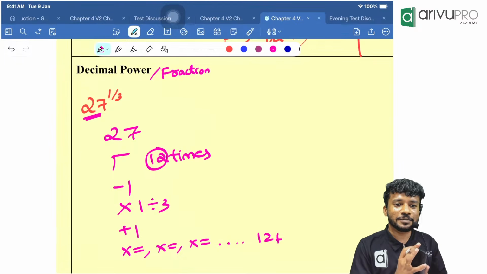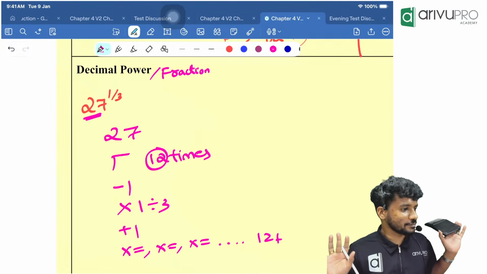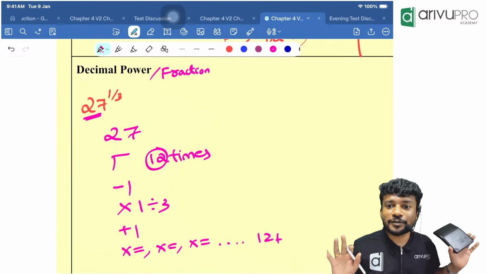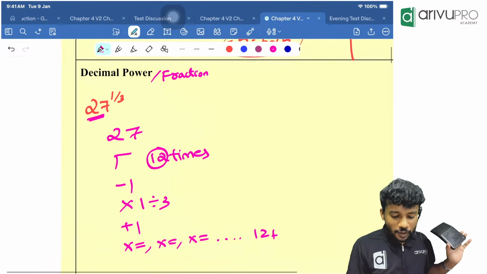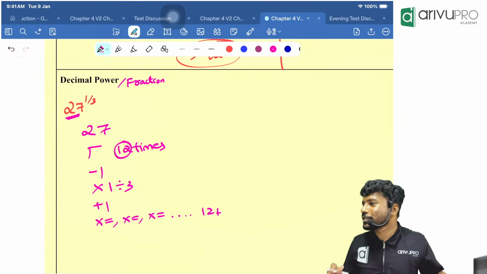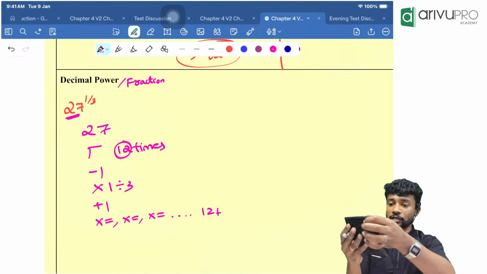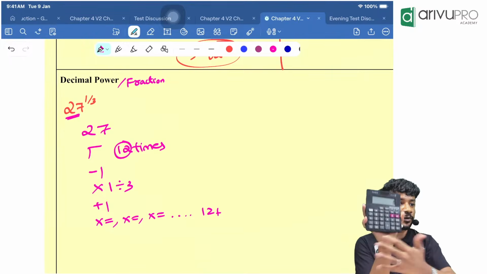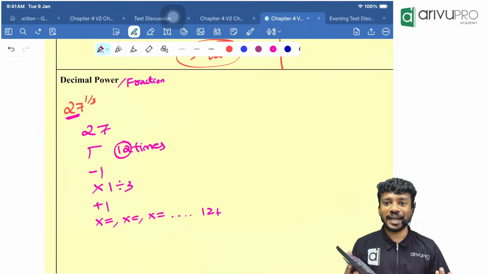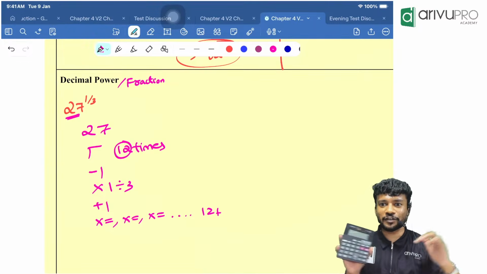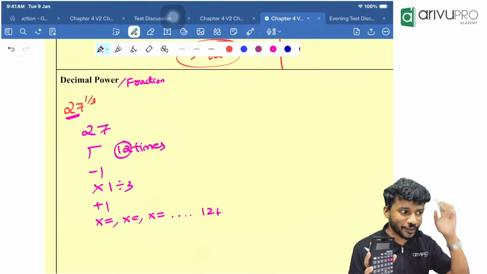That means I approximately proved that this is working. You got approximately 3.000, so we got what we require. That means I found the cube root. There is no cube root button in our calculator, that's why we are hacking it this way. If it is the 4th root or 10th root or whatever root, we can find it using this method. That is the shortcut.